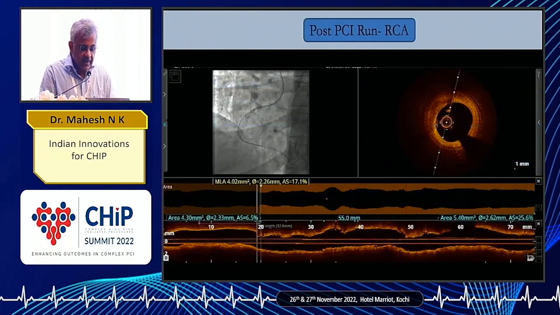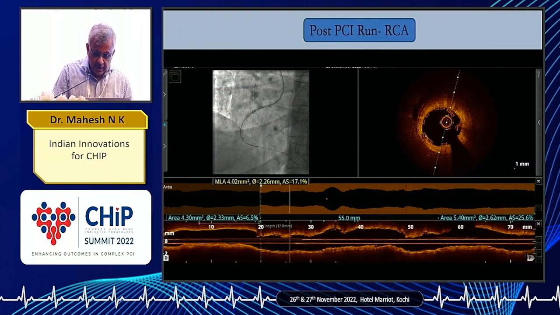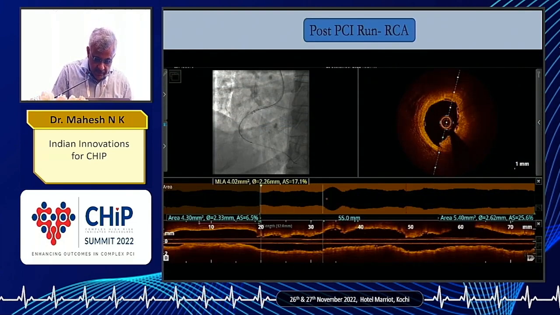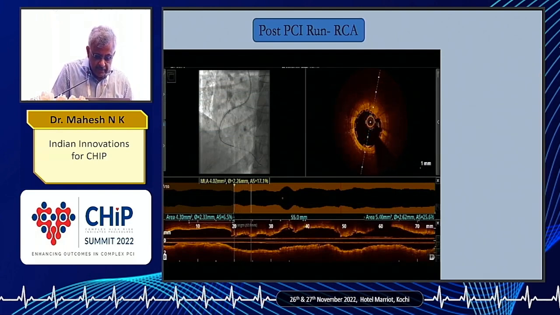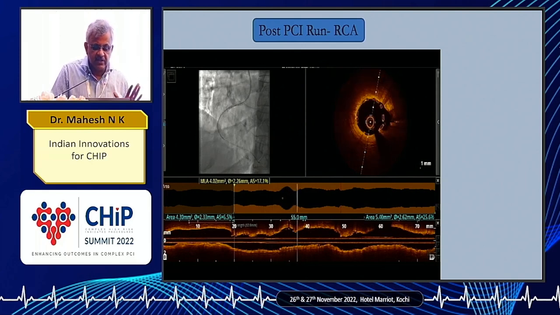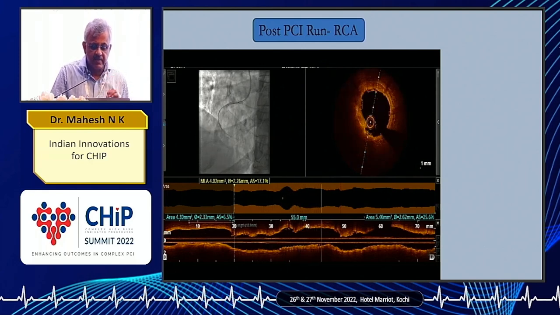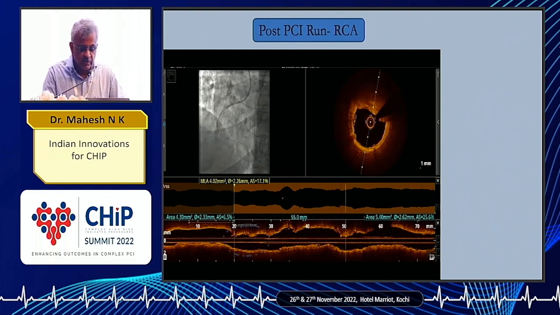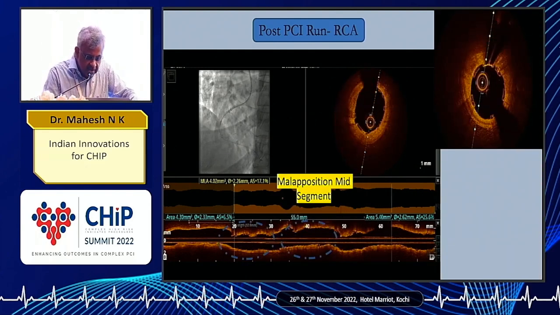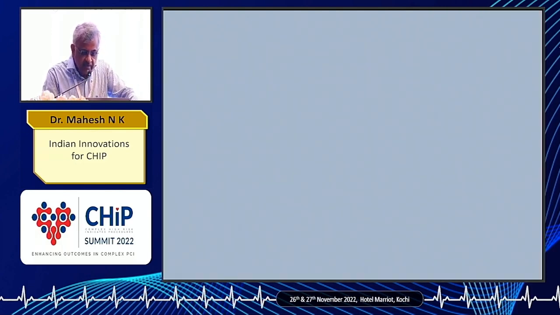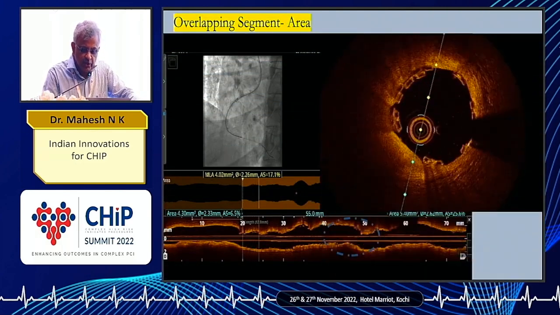I will show you. This is the final run of the PCI OCT run, where it shows that the scaffold is very well deployed. You have to just make sure that your BRS is done always and every time with imaging, because there is a very good possibility that you will miss the lesions. So malapposition in the mid segment has been post-dilated. After that has been post-dilated, this just shows you the overlapping area.